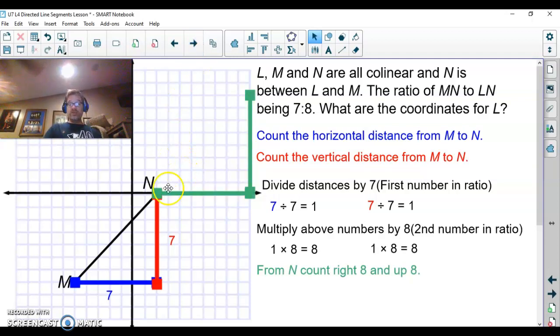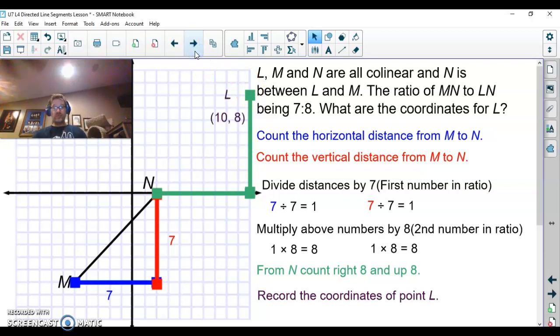So we're going to count 8 to the right. 1, 2, 3, 4, 5, 6, 7, 8. We're going to count 8 up. 1, 2, 3, 4, 5, 6, 7, 8. And that is where my new point L is at. We are at 10, 8.